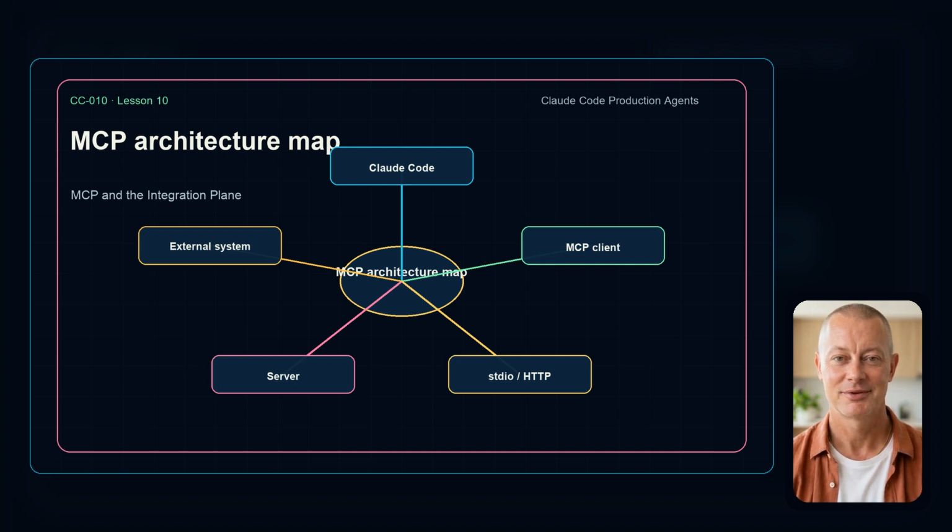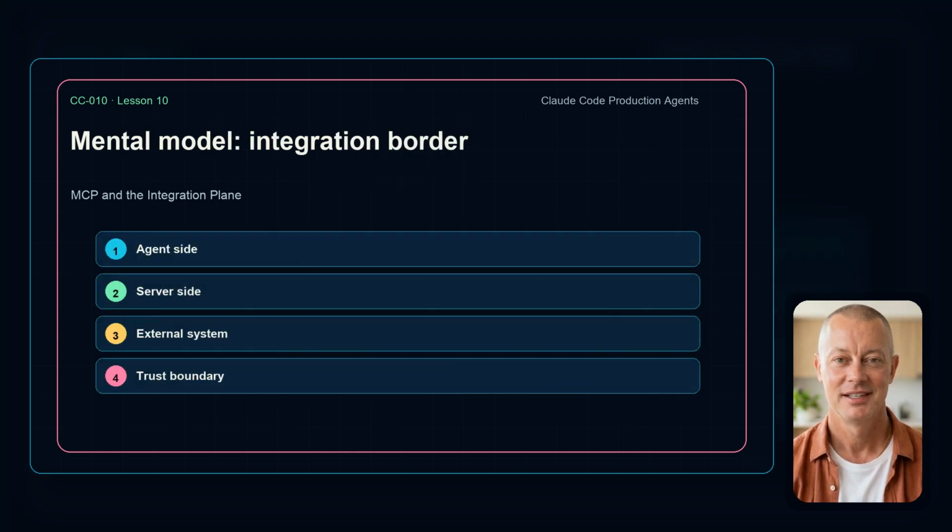Transport choice matters. STDIO is often local and simple. HTTP is often remote and operationally visible. Remote servers need authentication, network boundaries, rate limits, and deployment ownership. Local servers still need trust, dependency management, and secret hygiene. The transport is part of the operating model.